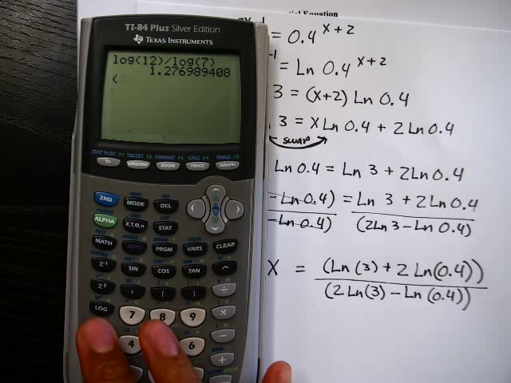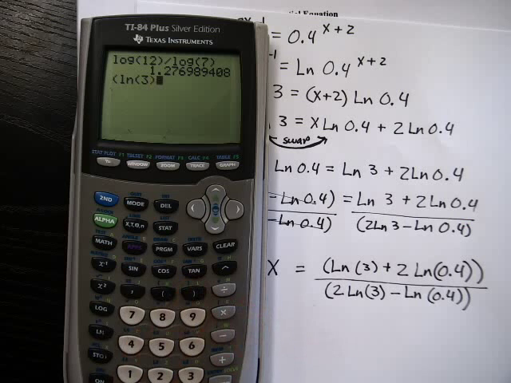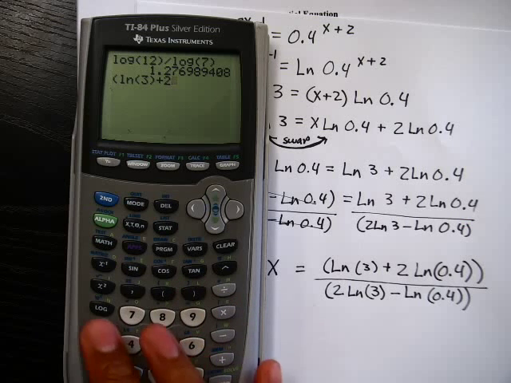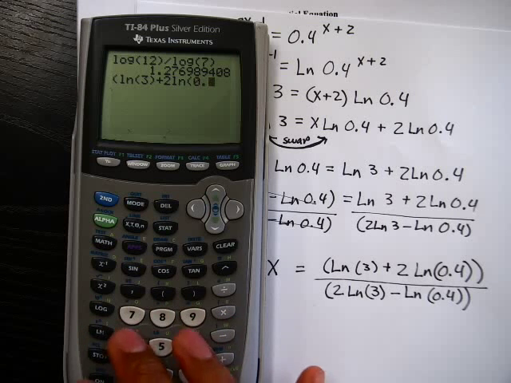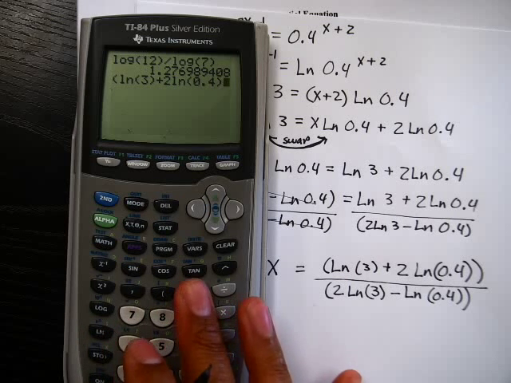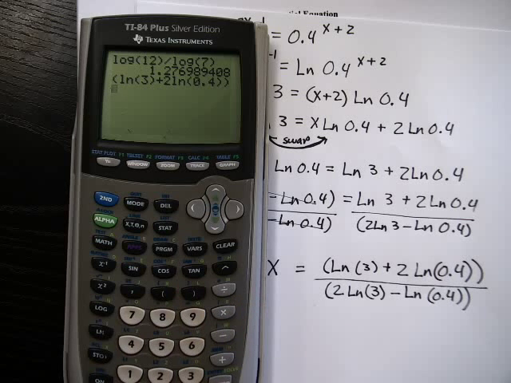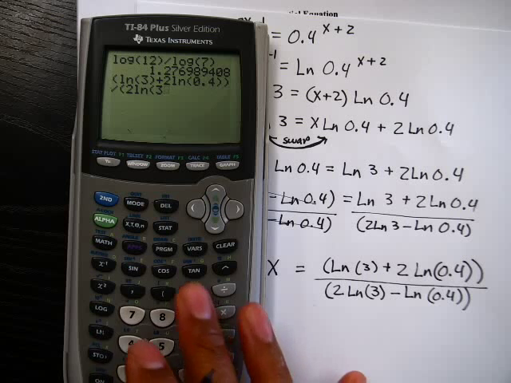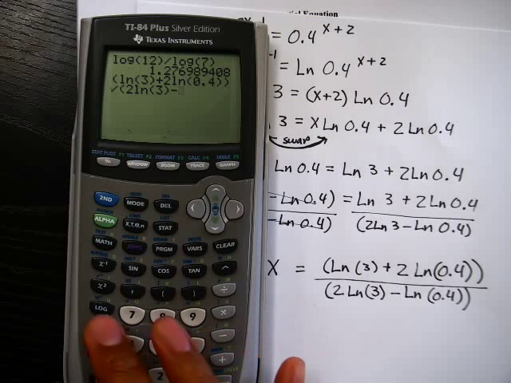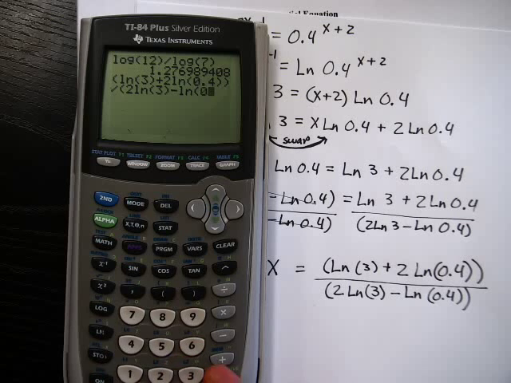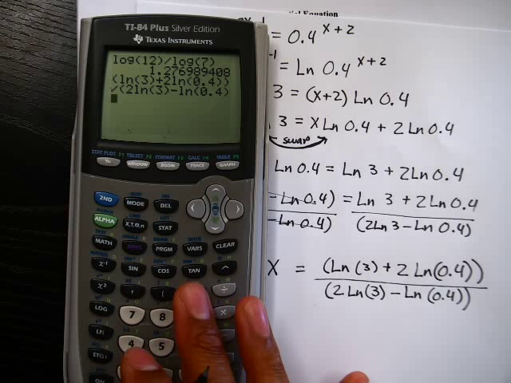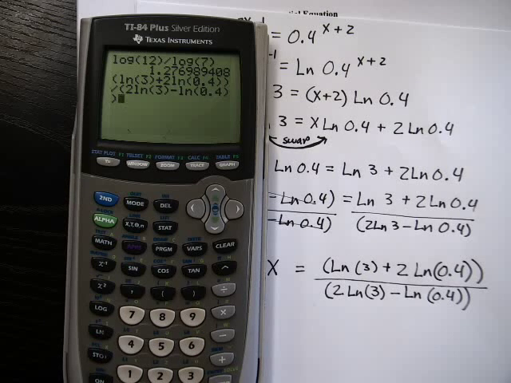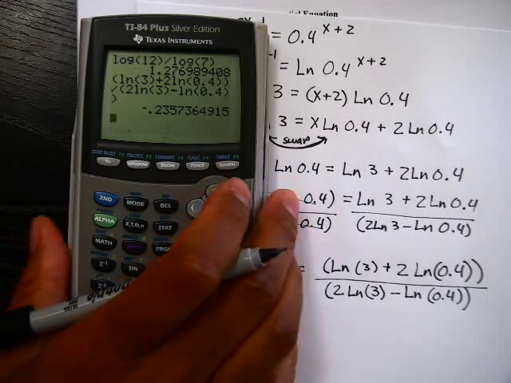Parentheses, ln of 3, close parentheses around the 3, plus 2 ln of 0.4, close parentheses around 0.4, close the parentheses for the entire numerator, divided by left parentheses 2 ln of 3, close parentheses around the 3, minus the ln of 0.4, close parentheses around the 0.4, close parentheses for your denominator.